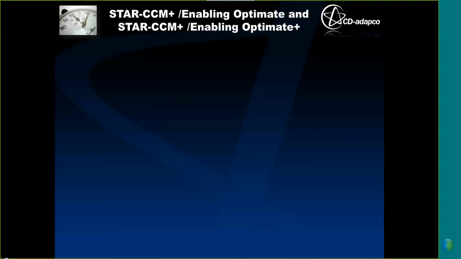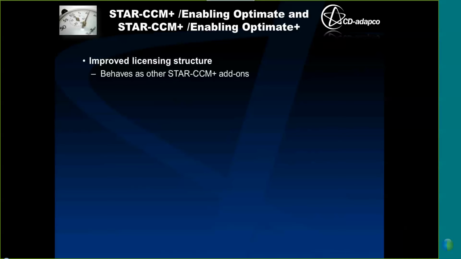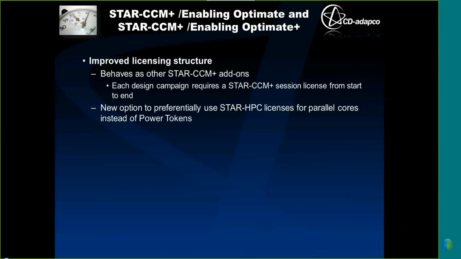We've changed the way that Star CCM Plus works with Optimate and Optimate Plus, so we've improved the licensing structure so that it behaves like other Star CCM Plus add-ons, and each design campaign requires a Star CCM Plus session license from start to end. And there's a new option to preferentially use Star HPC licenses instead of polytokens for these parallel cores.